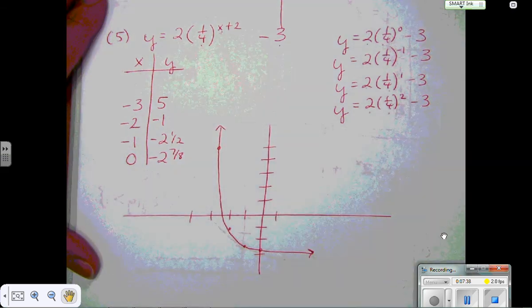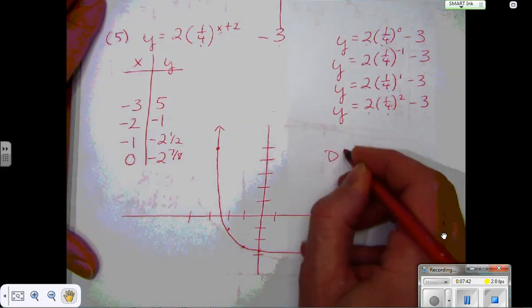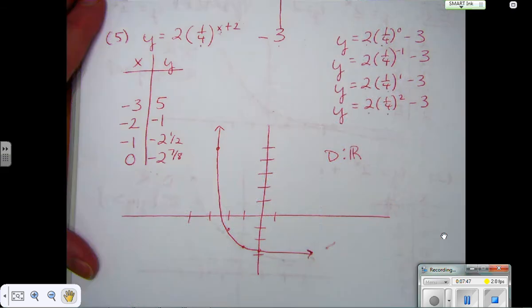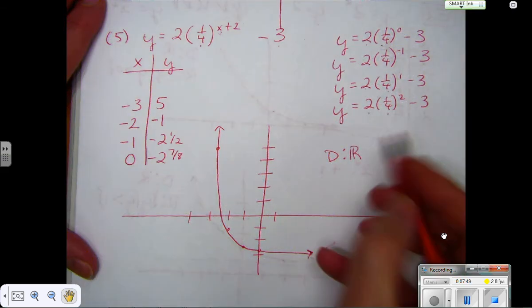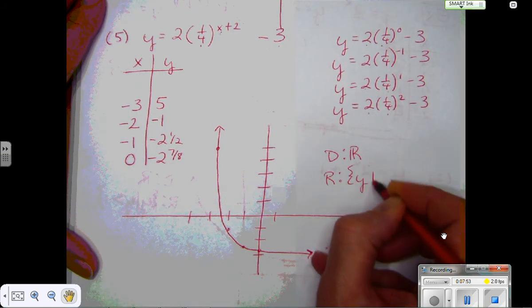So your domain, again, it's going to be all real numbers. There's no restriction on your x. But for the range, y has to be greater than negative 3. It's not going to be less than negative 3 ever.